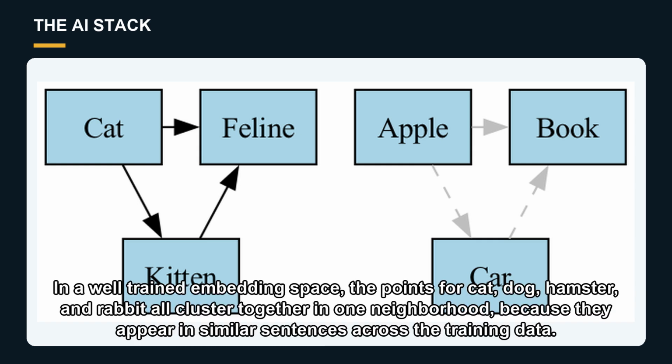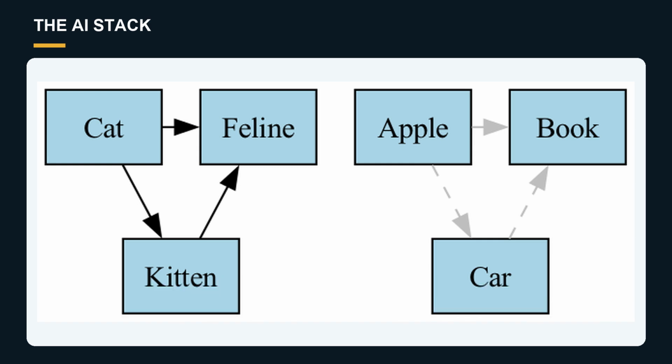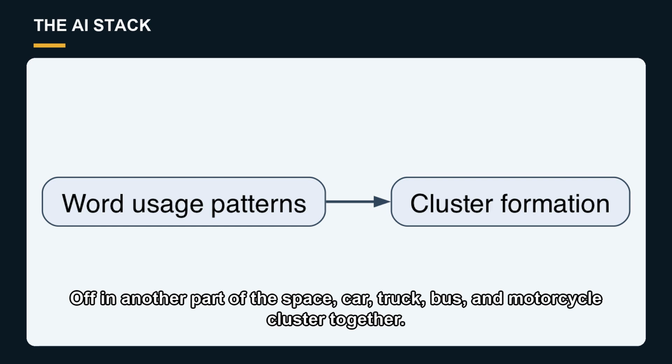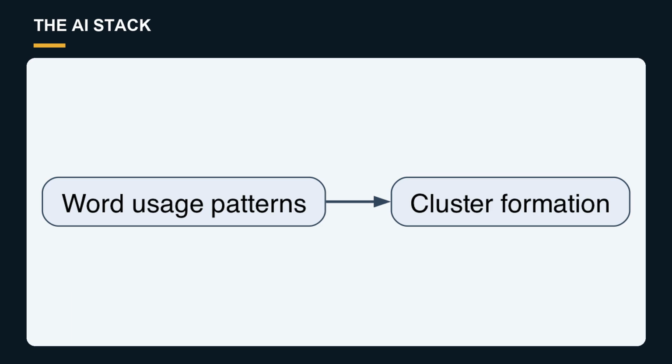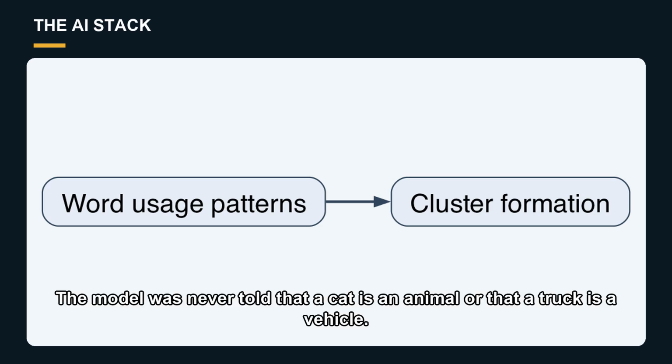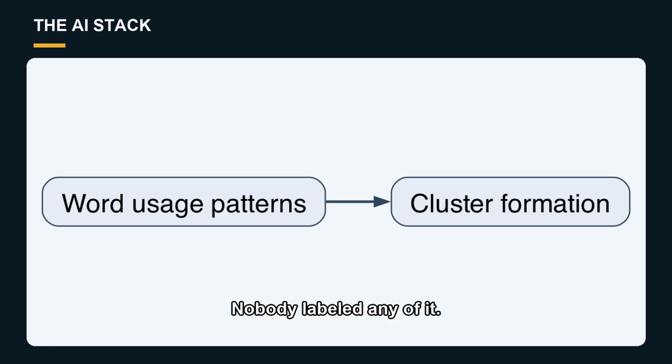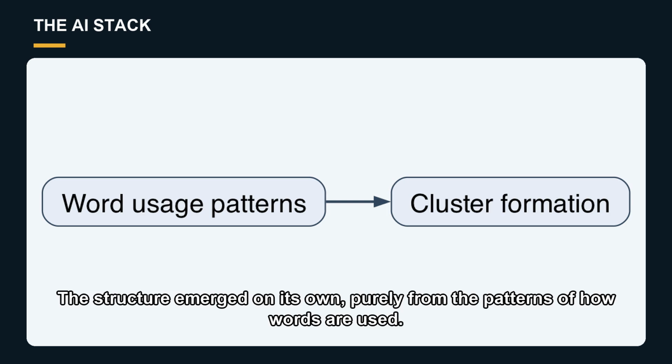Let me make that concrete. In a well-trained embedding space, the points for cat, dog, hamster, and rabbit all cluster together in one neighborhood because they appear in similar sentences across the training data. Off in another part of the space, car, truck, bus, and motorcycle cluster together. The model was never told that a cat is an animal or that a truck is a vehicle. Nobody labeled any of it. The structure emerged on its own purely from the patterns of how words are used.